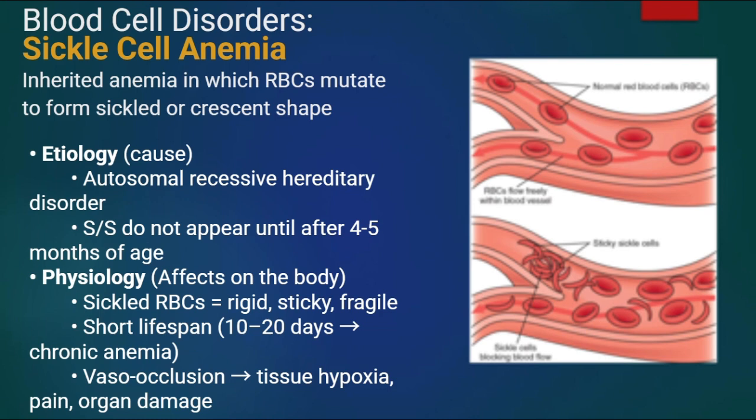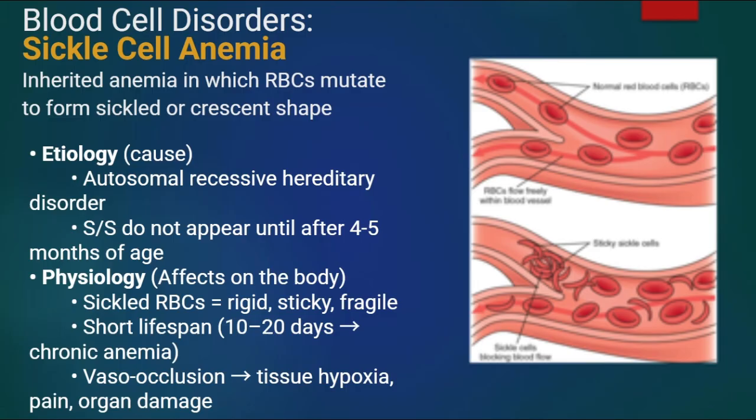Sickle cell anemia is an inherited blood disorder where normal round red blood cells mutate into a crescent or sickle shape. This change occurs because of an abnormal type of hemoglobin called hemoglobin S, HbS. It is an autosomal recessive disorder, meaning that a child must inherit 2 abnormal genes, one from each parent, to have the disease. If they inherit only one gene, they will carry the trait but usually not show severe symptoms.